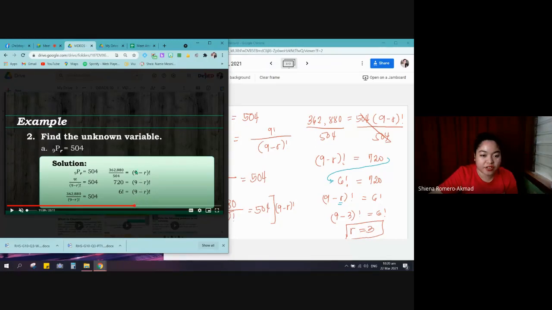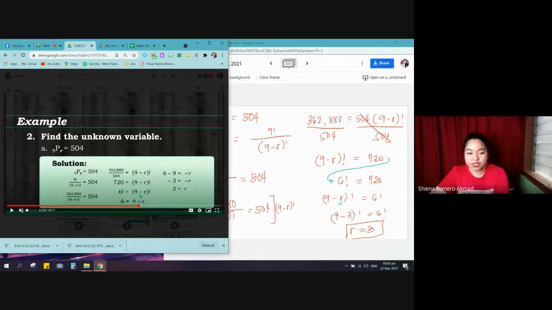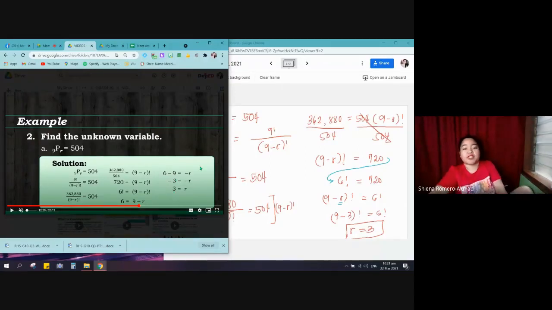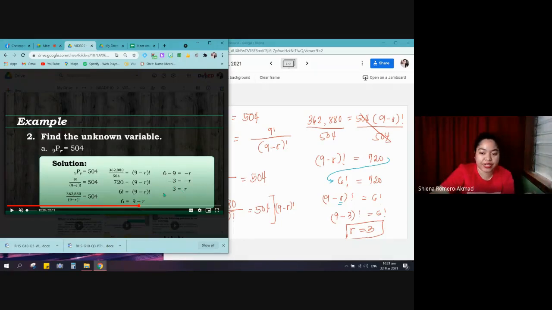Dito nga, diniretso niya na eh. Hindi na niya pinagtabi yung dalawa. Ginawa niya, dinivide niya na diretso, which is also the same with our step. Ang ginawa niya, after getting 6 factorial equals 9 minus r factorial, kinuha na lang niya yung mga values. That 6 equals 9 minus r. Then transpose, naging negative 3. Both are negative, multiply a negative number to make it positive. So we have r equals 3.